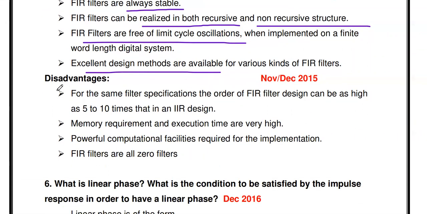Okay, then the disadvantage. So the disadvantage of the FIR filter is that, for the same filter specification, the order of the FIR filter design can be as high as 5 to 10 times that of the IIR design. Okay, so we are taking the same specification. Using that specification, we are designing the IIR filter as well as the FIR filter. But in FIR filter, the order, that is capital N value, is as high as 5 to 10 times that of the IIR design.